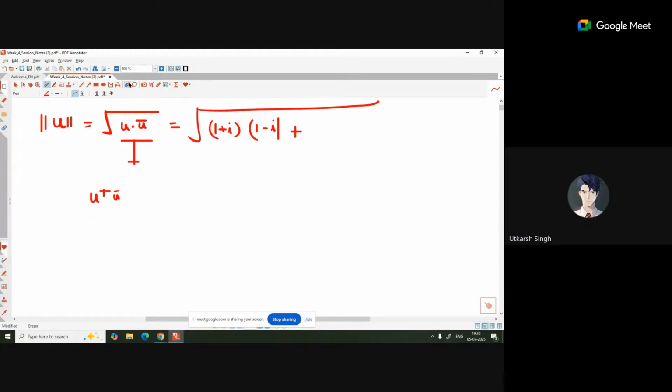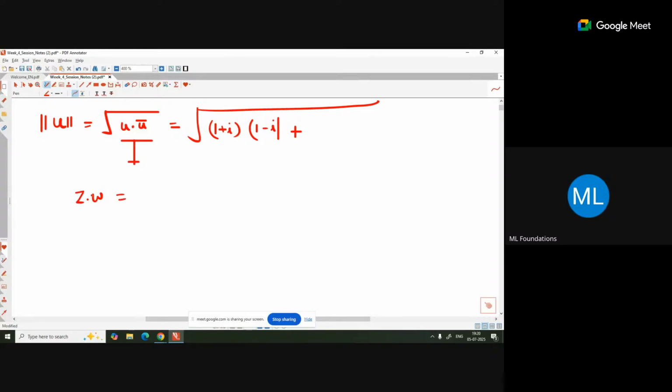Sir, the dot product of a complex vector is u Hermitian u. So I think it should be u conjugate transpose. Okay, the dot product between these two, right?